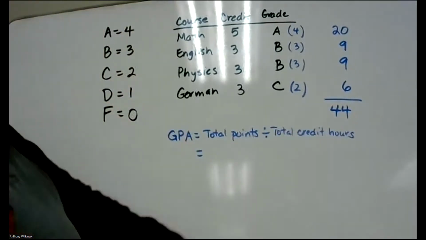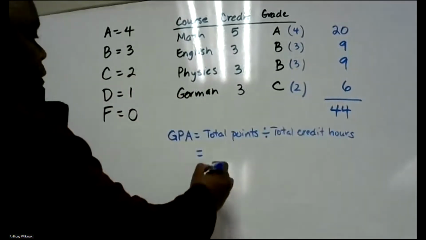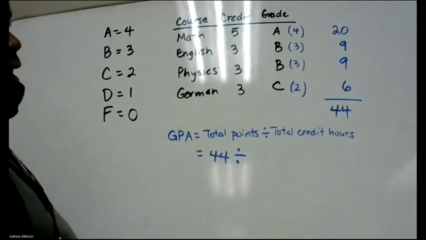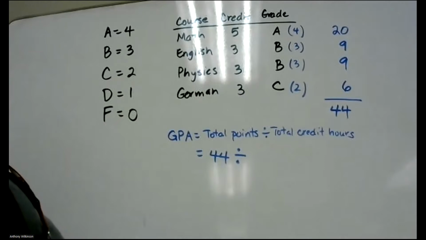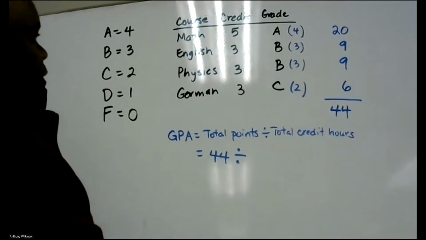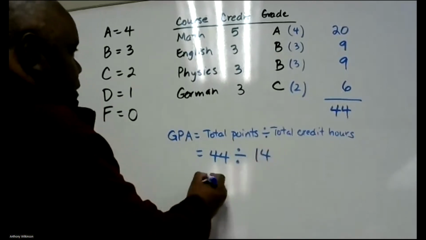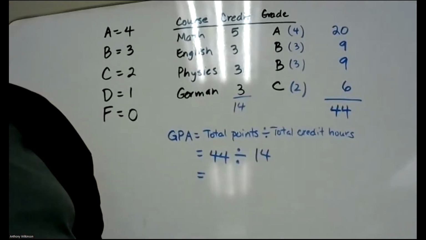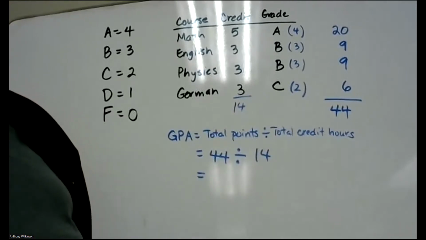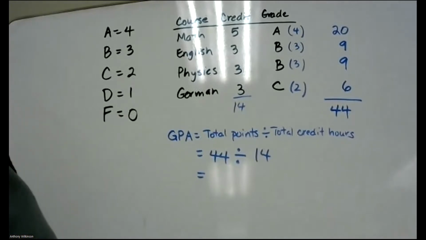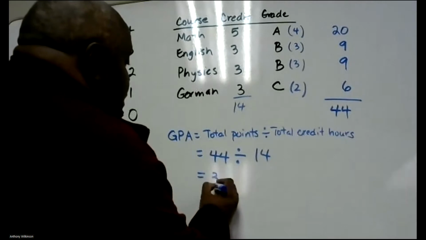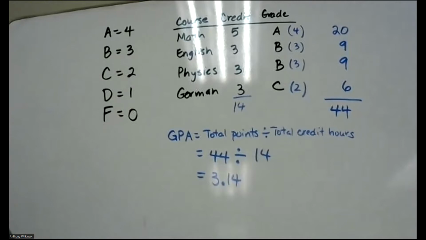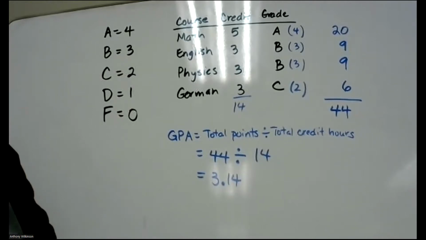So in this case, the total points comes from here, that's going to be 44. Divided by the total number of credit hours that this person took. How many credit hours did this student take? 14. Okay, so this is the 14 right here. So if I do 44 divided by 14, to 2 decimal places, what would that be? 3.14. So this person has a GPA of 3.14 for that particular semester.